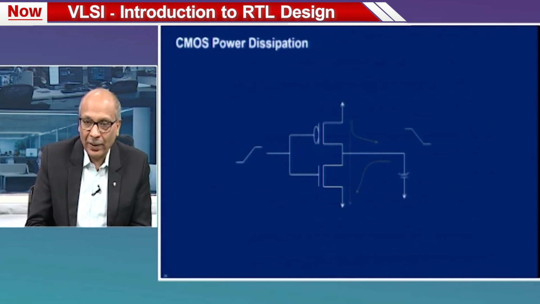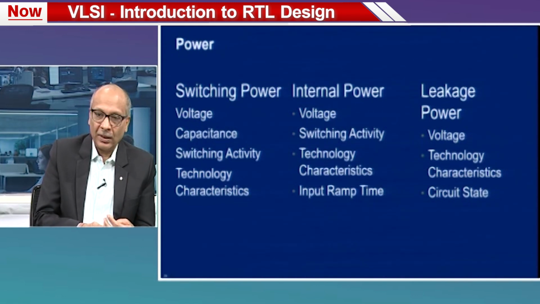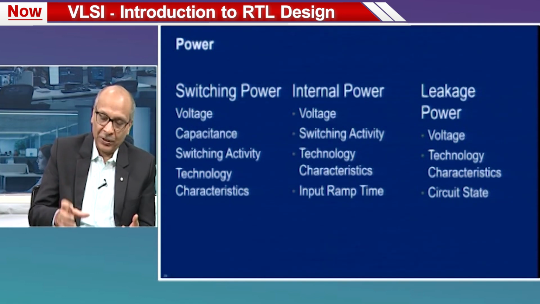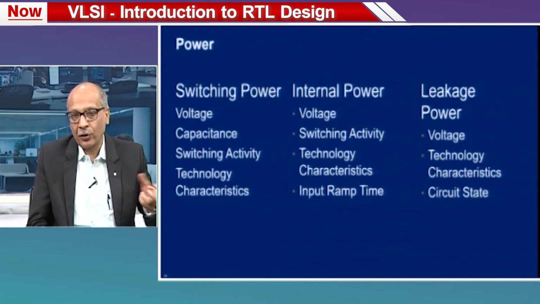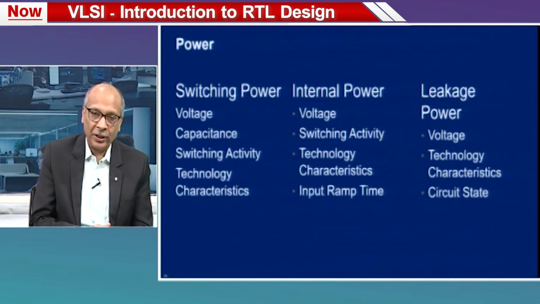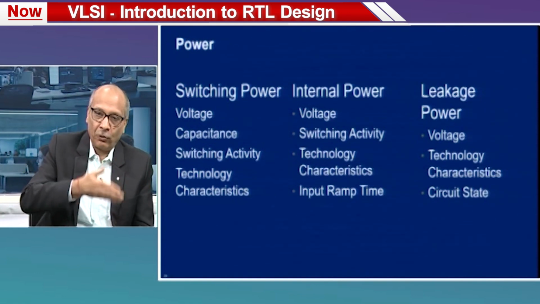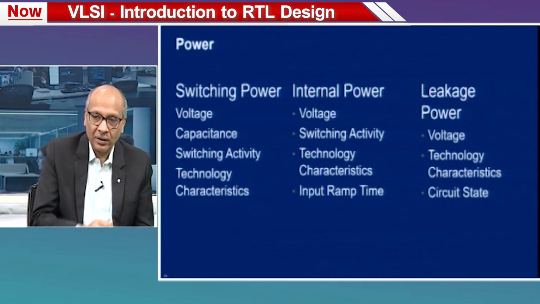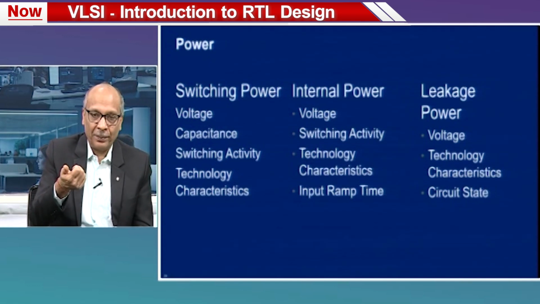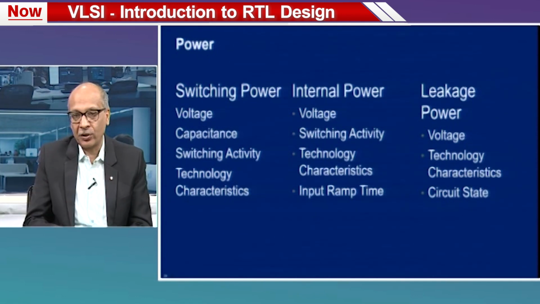So, all these I have summarized here on this slide. Switching power will depend on voltage because of half CV square, capacitance, the number of times that capacitance is getting charged and discharged, and technology characteristics. The internal power will depend on voltage, because the amount of current flowing is dependent on V by R, the number of times the switching activity happens, the technology characteristics, and the input ramp time. The longer the input took to change, the longer will be the duration of the short circuit power.